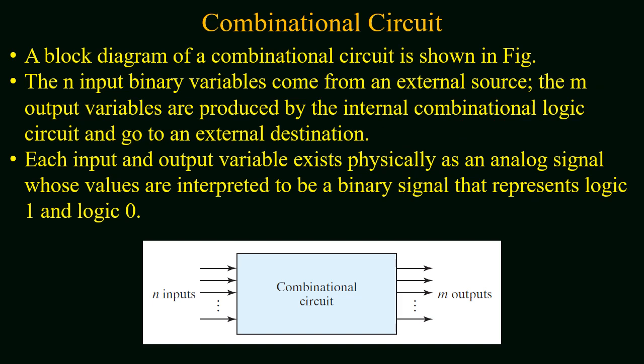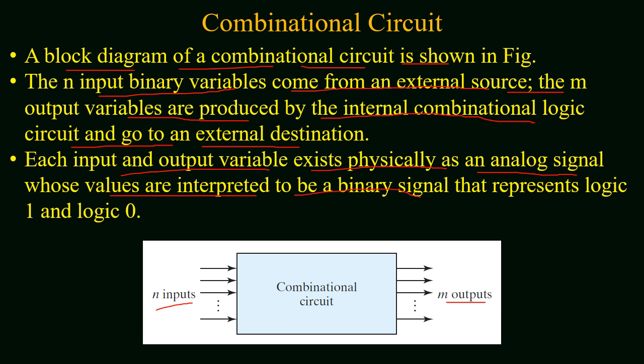Now, the block diagram of a combinational circuit is shown in the figure. The n input binary variables come from an external source, and the m output variables are produced by the internal combinational logic circuit and go to an external destination. Each input and output variable exists physically as an analog signal whose values are interpreted to be binary signals that represent logic 1 or logic 0.